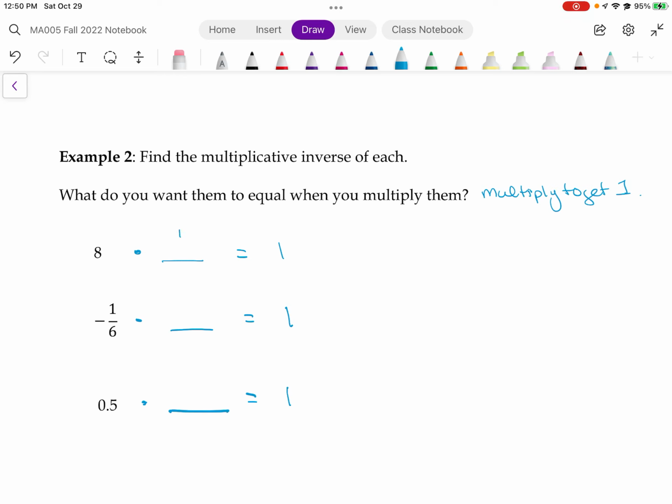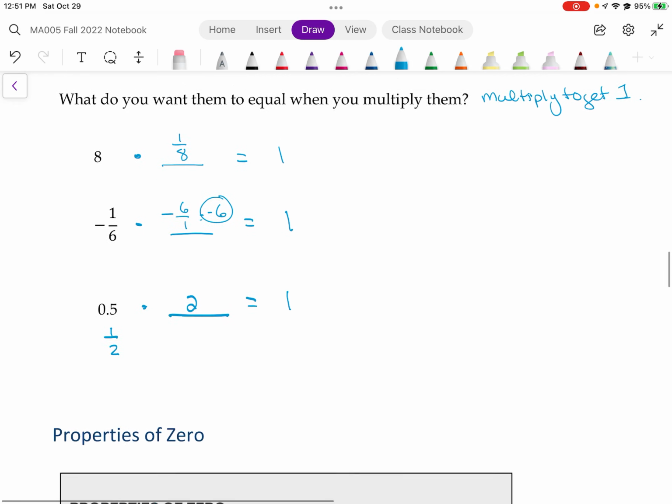So we multiply 8 by 1/8 to get 1. We multiply -1/6 by its reciprocal, -6/1, or just -6, right? That would be the answer. All right, so remember 0.5 is just 1/2. So what would I multiply 0.5 by to get 1? And that would be 2. 0.5 times 2 is 1. All right, so those are inverses.